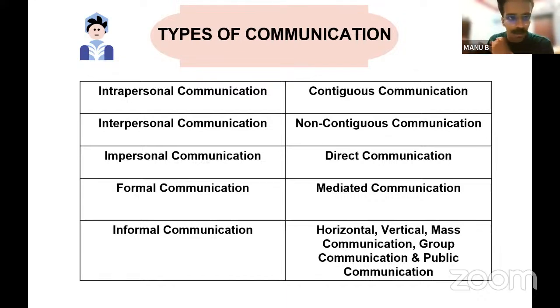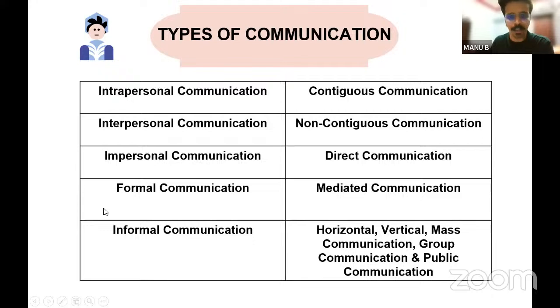What is intrapersonal? You already know. Communicating with oneself is intrapersonal. Diary writing and lesson planning are intrapersonal. Interpersonal is between two people, casual communication or anything. Impersonal communication is short-term interaction, like at the counters, asking for the bus ticket from the conductor. Formal communication is obviously official communication. Informal communication is the communication that we make casually with our friends.